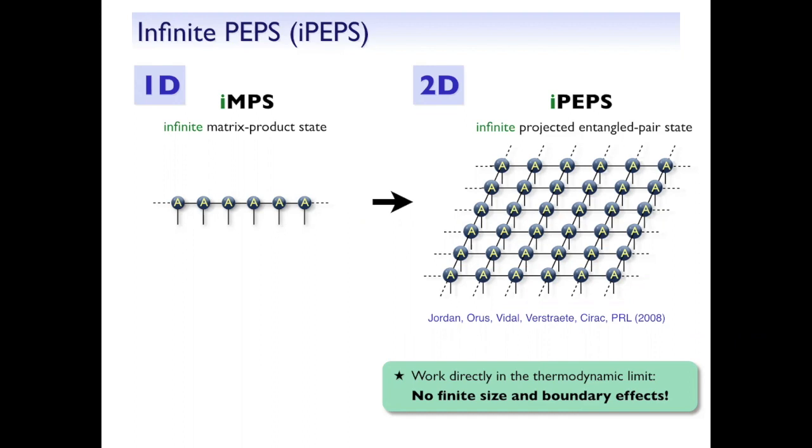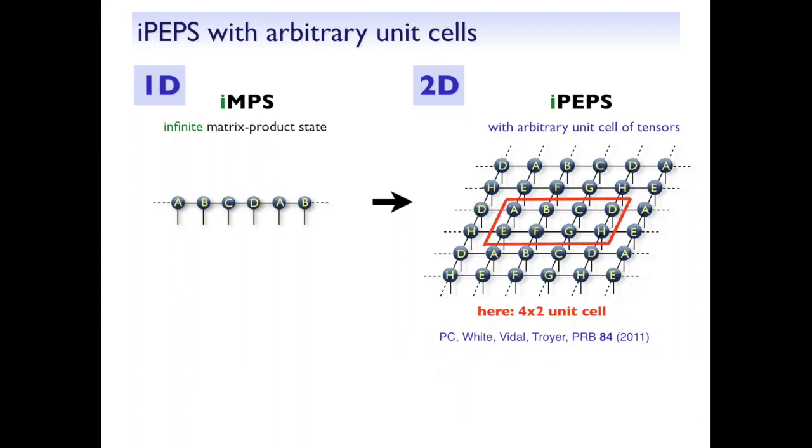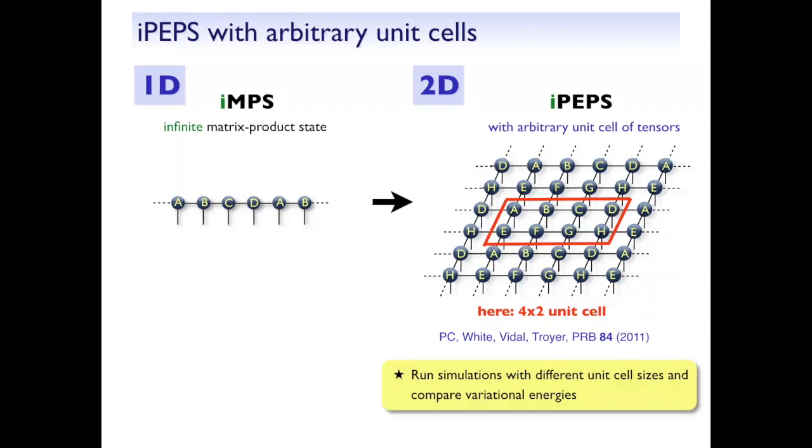But often translational symmetries are broken, and in this case, we need to use a certain unit cell of tensors which is periodically repeated. And this unit cell has to match the structure of the ground state. Now, of course, in practice, we don't know the right unit cell in advance. So what we do in practice is to run simulations with different unit cell sizes, and then check which unit cell gives the lowest variational energy, which then corresponds to the ground state. And we will see that we can also actually go to very large unit cell sizes, which was important here for our studies of the Shastry-Sutherland model.